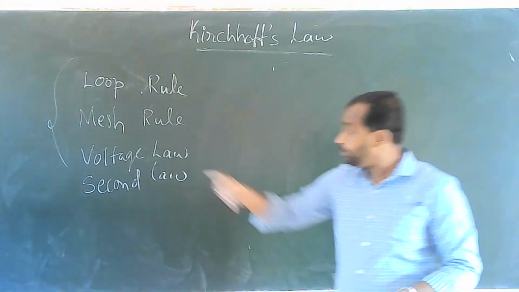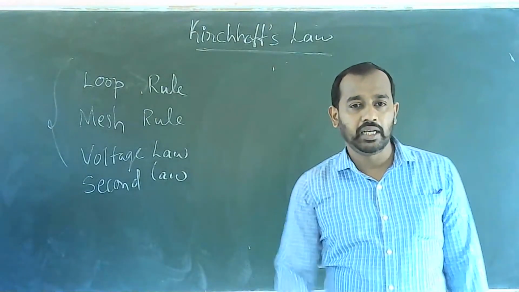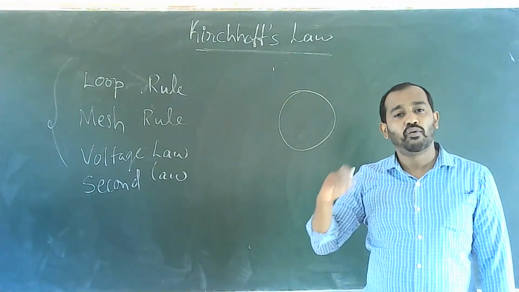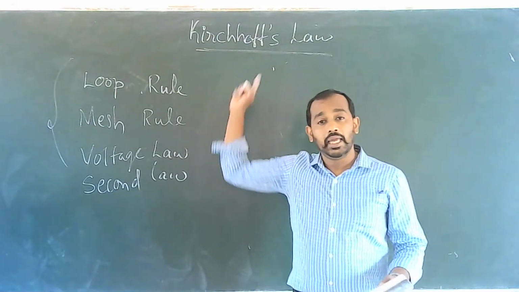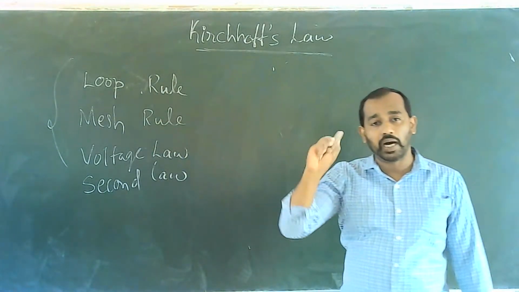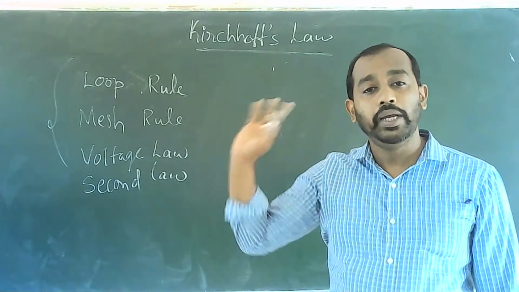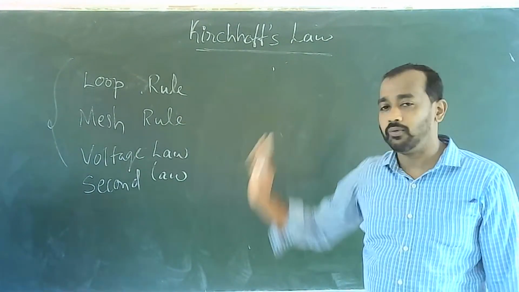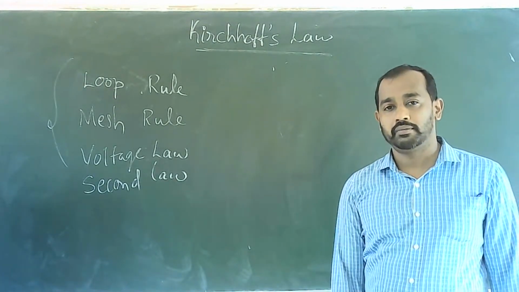But what is the meaning of this? What is the meaning of loop or mesh? We know the meaning of the loop. It is a closed path available for the flow of the current. It may be a part of the network or the entire network itself. A loop or mesh is a part of a large network or the entire network itself, which gives a closed path available for the flow of the current. So that is known as a loop or mesh.